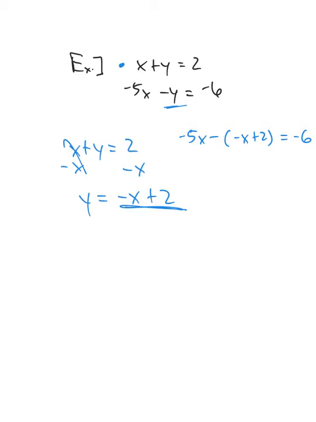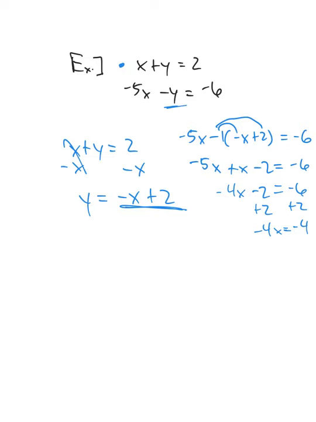So we're going into that bottom equation: negative 5x minus, substitute in negative x plus 2 for y, equals negative 6. Guys, notice I'm using parentheses when I substitute. That means that I distribute that negative 1. So negative 5x, that's plus x, minus 2 equals negative 6. And we got negative 4x minus 2 equals negative 6. We'll add 2, and we've got x equals 1.